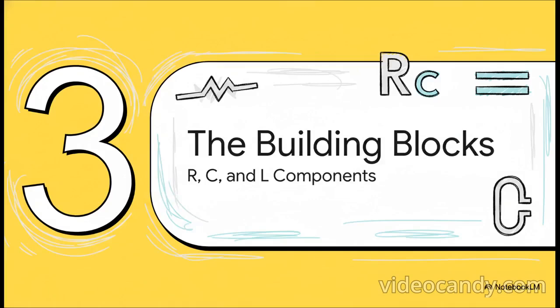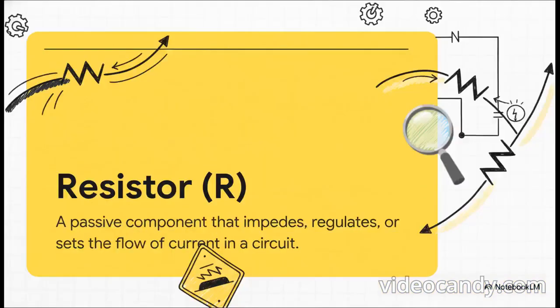All right, so we've got our path, and we know which way the current is flowing. But what are the actual things we put in that path? It's time to meet the main players, the three fundamental building blocks of almost any circuit. First up, we have the resistor, and its name tells you everything you need to know. Its entire job is to resist the flow of current. The speed bump analogy is perfect. Resistors are all about control.